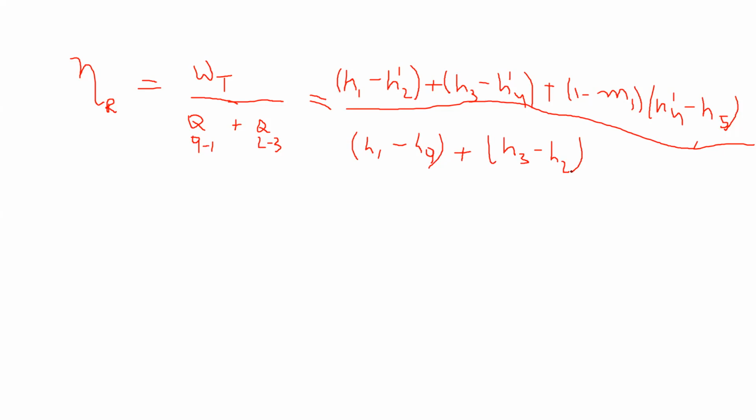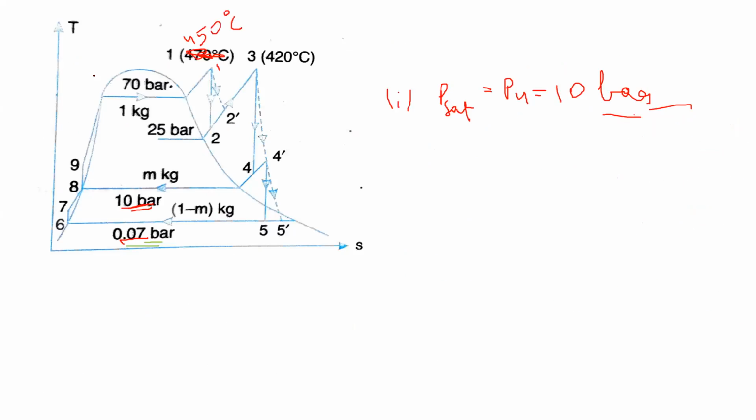This is all about your processes. Here we know all the enthalpies except H9. I have to know the enthalpy at the particular state 9. Here they have a condition: you have to neglect the pump work. That's why at the eighth position only, you have to take the enthalpy value. That means H8 is equal to H9.